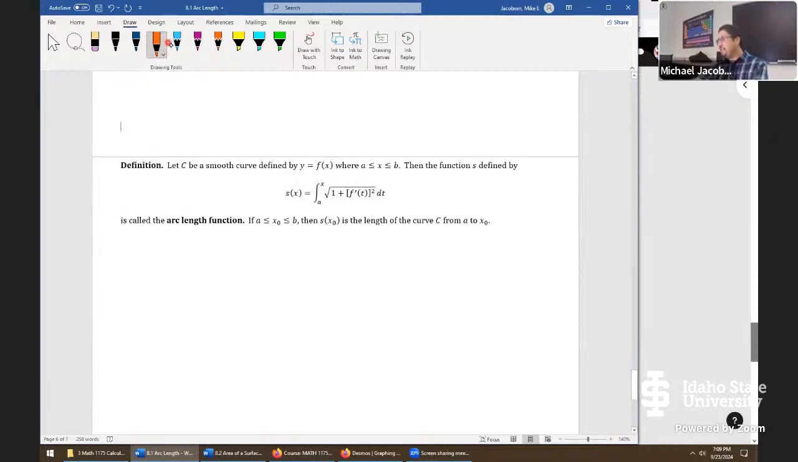In fact, if instead of S of x, we wrote S of b, that's where the domain ends for the function y equals f of x, we'd be looking at this. Integrate from a to b, root 1 plus f prime of x squared dx. We can now say x here because there's no conflict of notation. But then that's just the length of the entire curve.